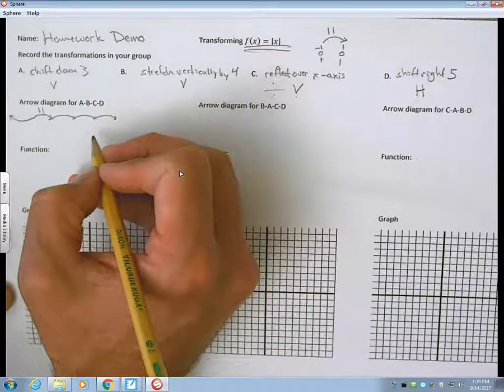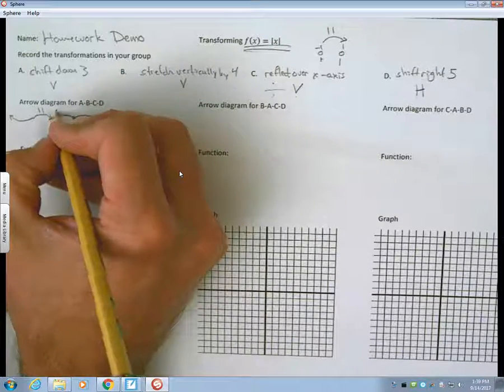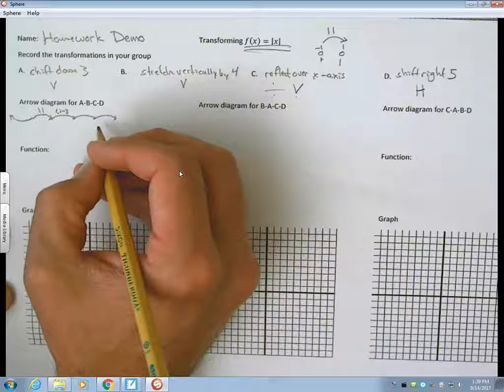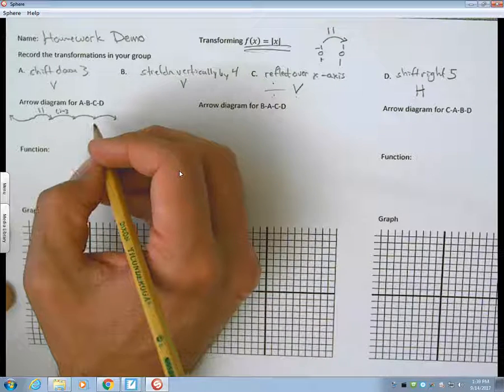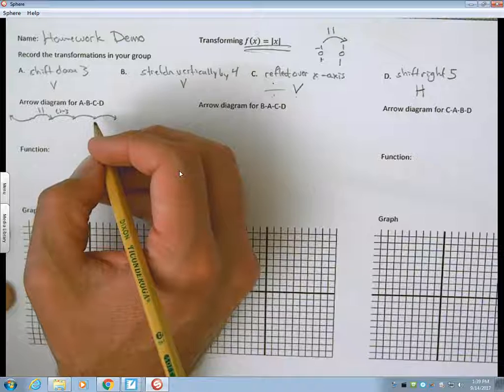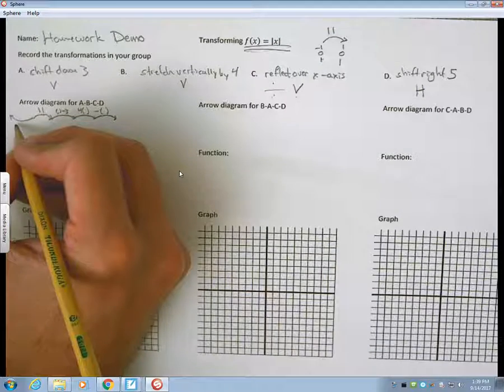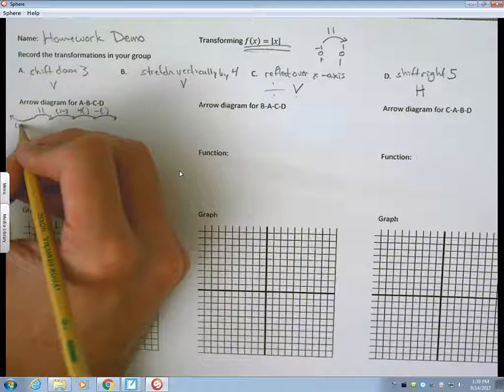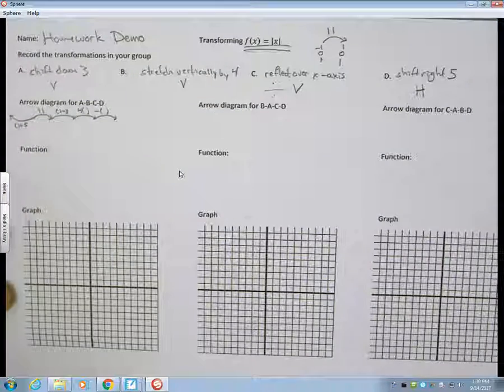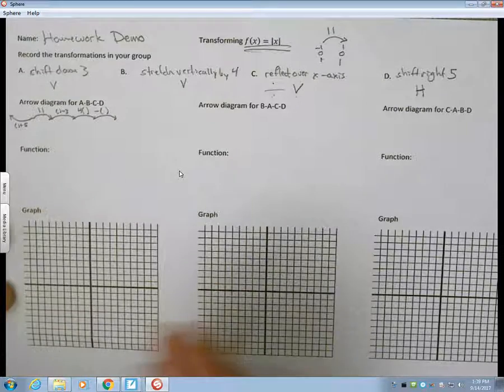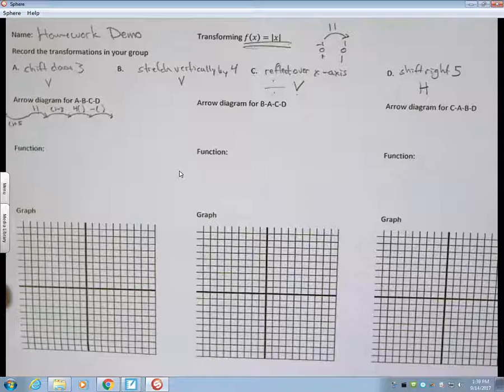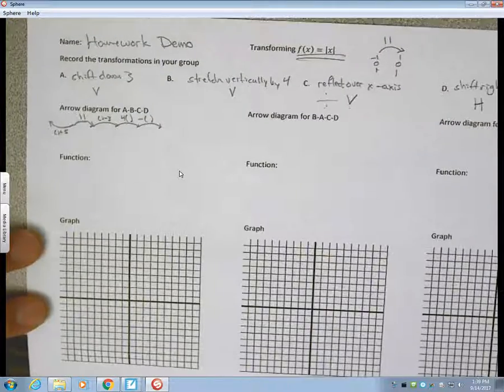So shifting down 3, that's a subtraction for a shift, and down is the negative. Stretch vertically by 4, so we're going to multiply by 4. And then a reflection, I've already decided it goes over here. Reflection is a sign change. And then shifting to the right 5 is going to mean adding 5 in there. So hopefully you can zoom into that if you need to. Now that I have those in, I am going to zoom in a little bit more and move that over there so you can see it just a little bit bigger.